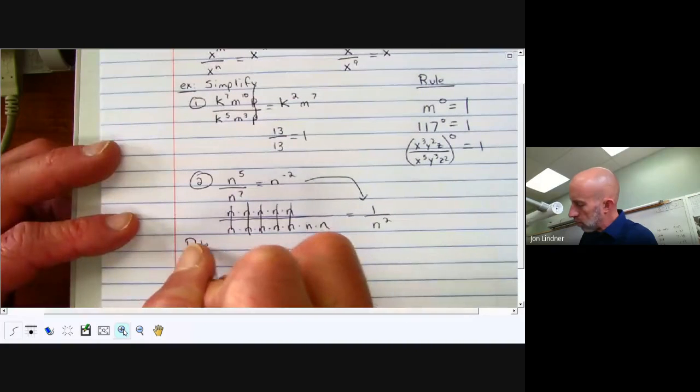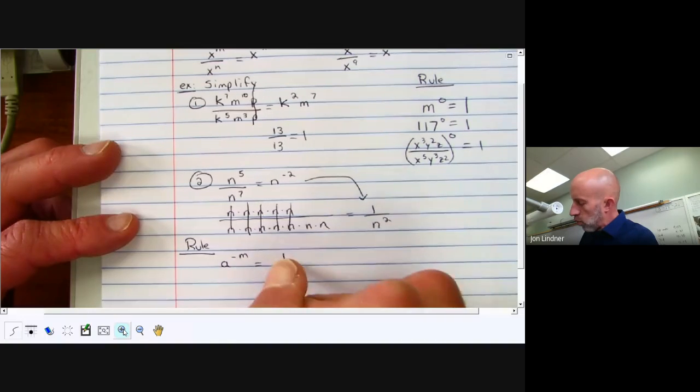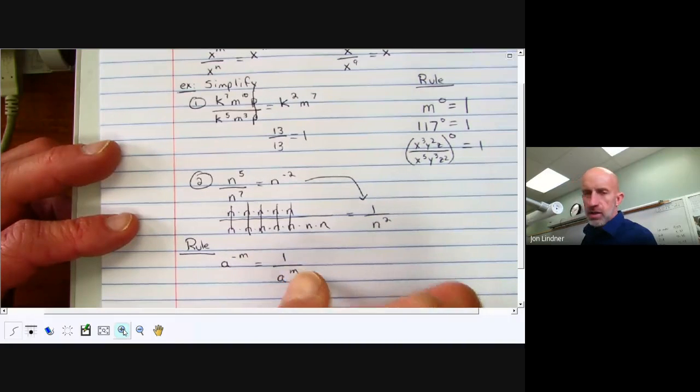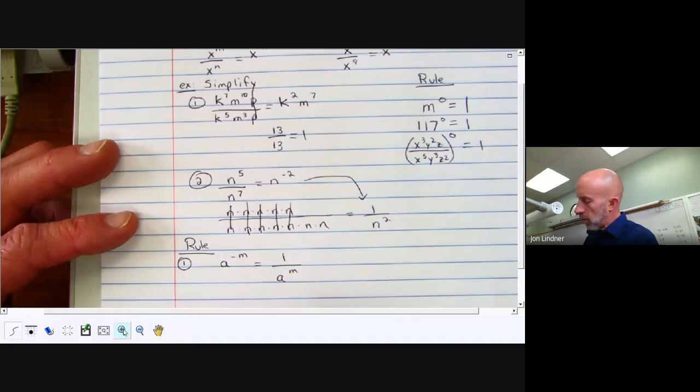Here's the rule. A to the negative m equals 1 over a to the positive m. That's the first part of that rule. So in other words, you just move it to the bottom. Okay, you move this to the bottom and you change the power to a positive.